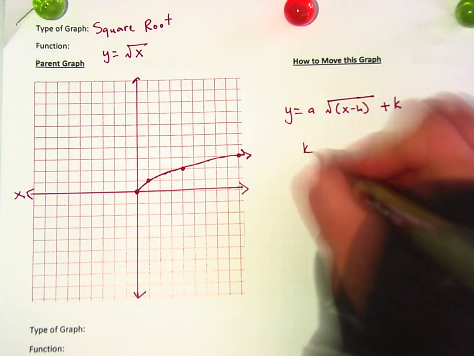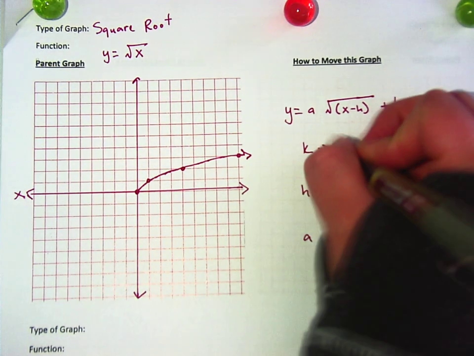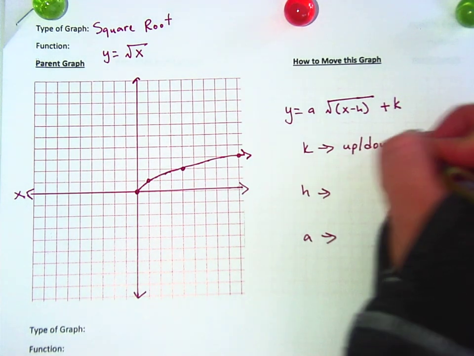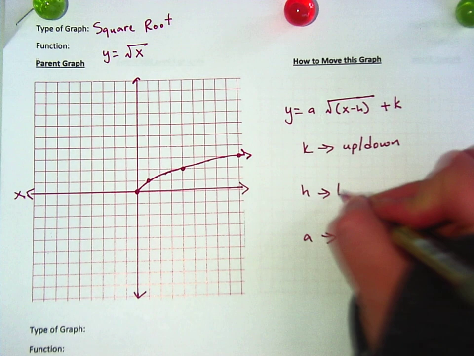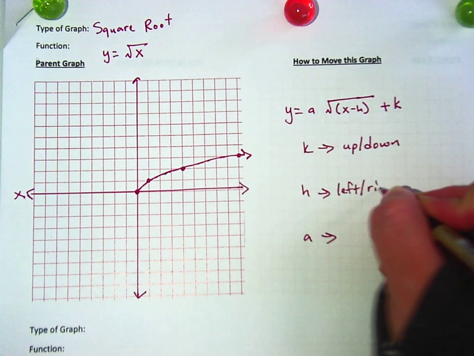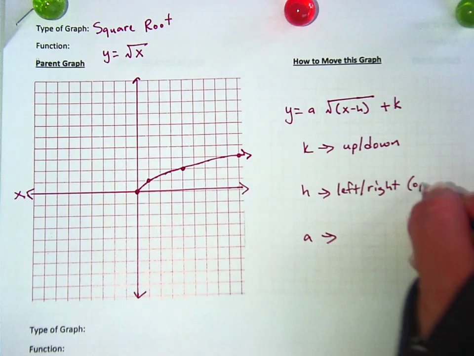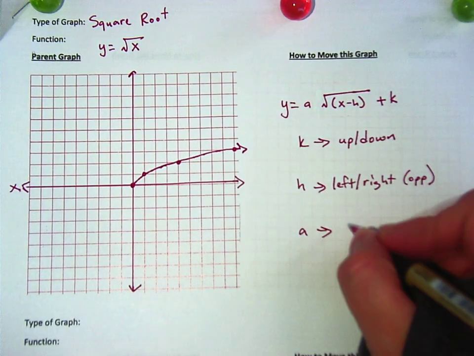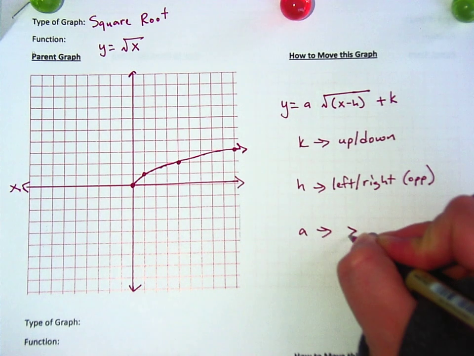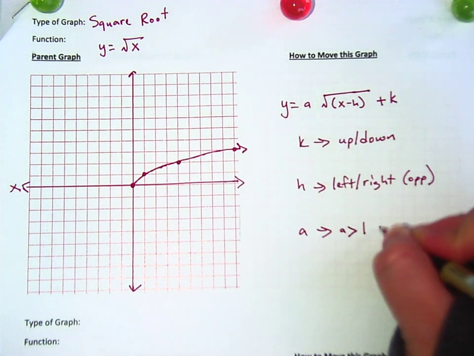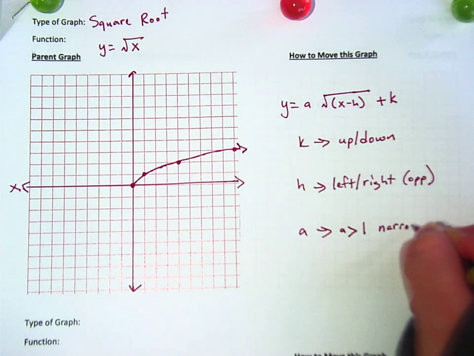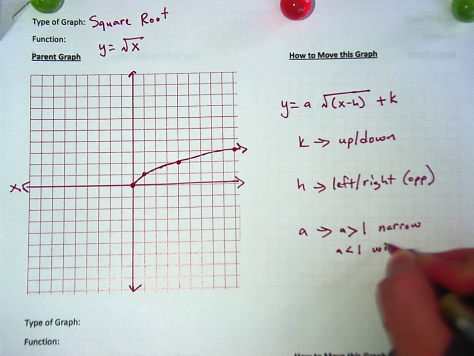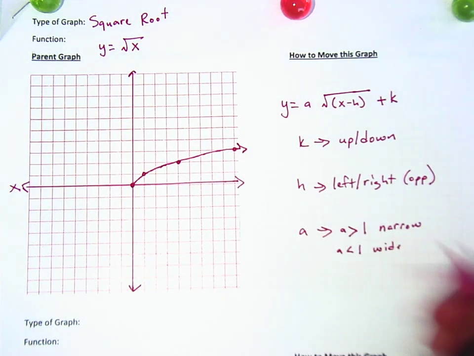All right. K, H, A. K is up and down. H is left and right, opposite what you think. How about A? If A is greater than 1, it's more narrow, I guess you could say. It's kind of going up faster. If A is less than 1, it's wider. It's kind of laying down closer to the axis.